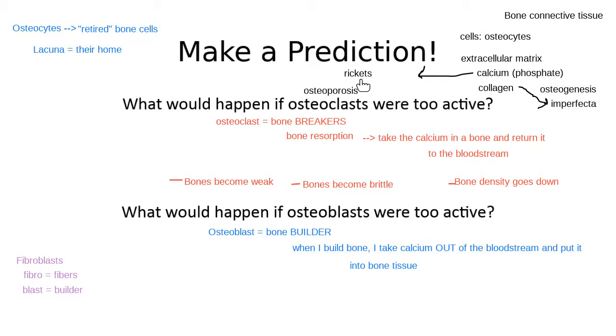Okay, so we mentioned this. Let's just make sure we make the correlation. When we talk about osteoclasts being too active, that is what happens in osteoporosis. In osteoporosis, I break down my bone tissue too much, my bone breakers are too active, and that ends up giving me low bone density, which, because I don't have a dense enough bone, means my bones are brittle and falling apart. So if osteoclasts are too active, you see something like osteoporosis.